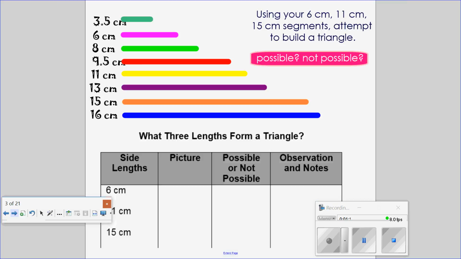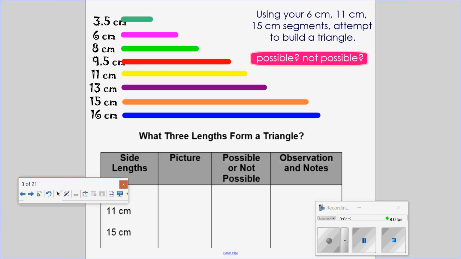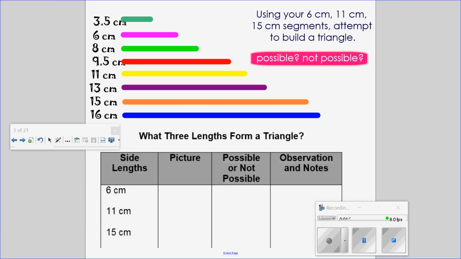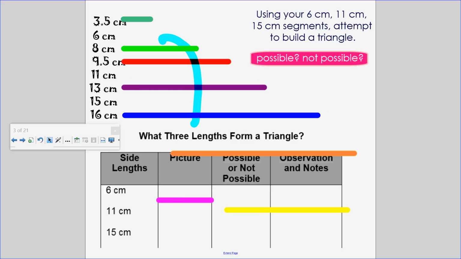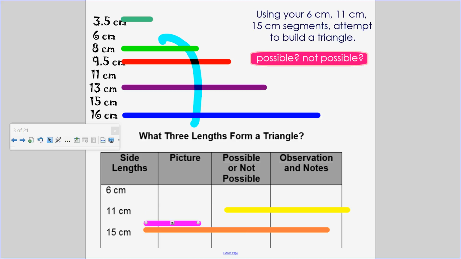So let's look at our thing. You're going to be given three lengths of a triangle. You're going to tell me, is it possible to make a triangle or not? So you're given 6 centimeters, 11 centimeters, and 15 centimeters. Let's see if this is going to make a triangle.